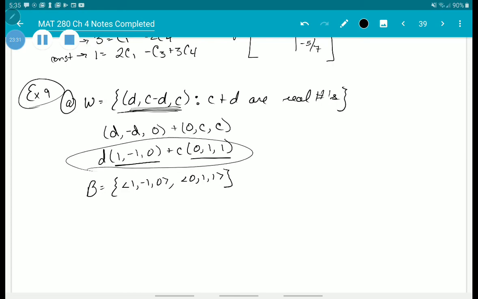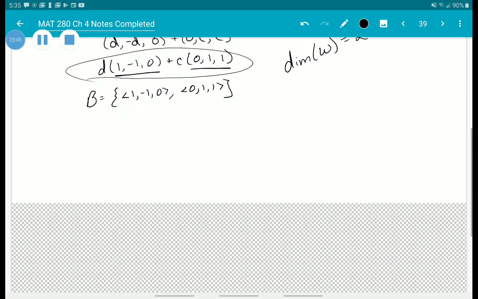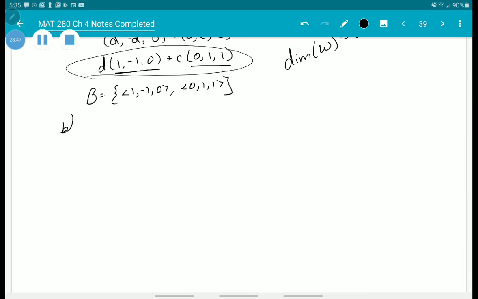And any vector in this space could be written as a linear combination of those two. So you're kind of undoing that linear combination. So what that means is that the dimension of this vector space is 2, because you have to have 2 vectors in that vector space to span every atom in the space. Now let's look at B.